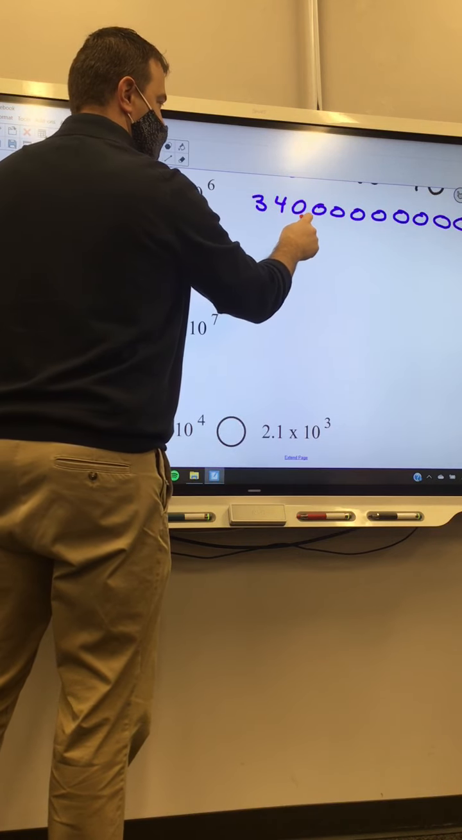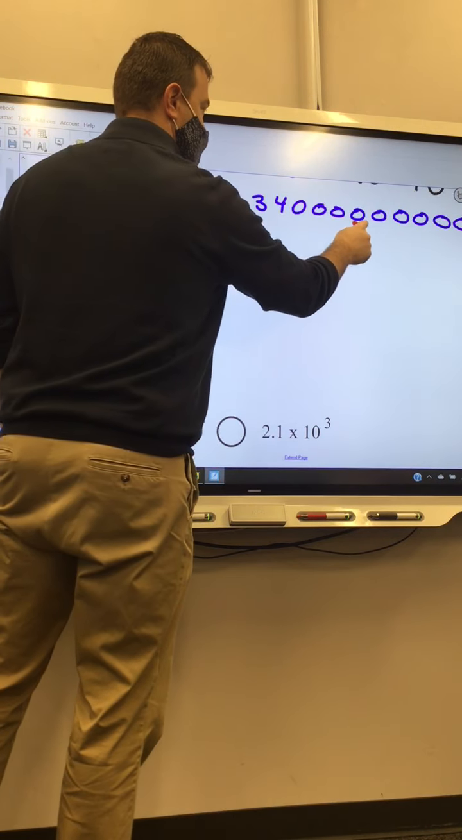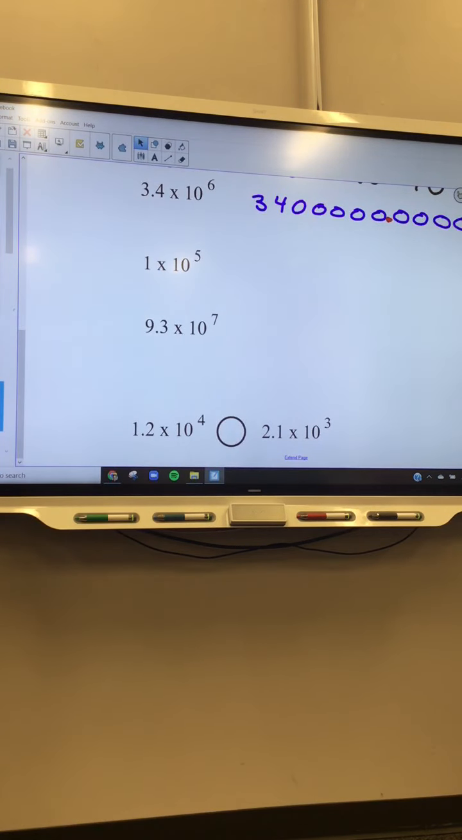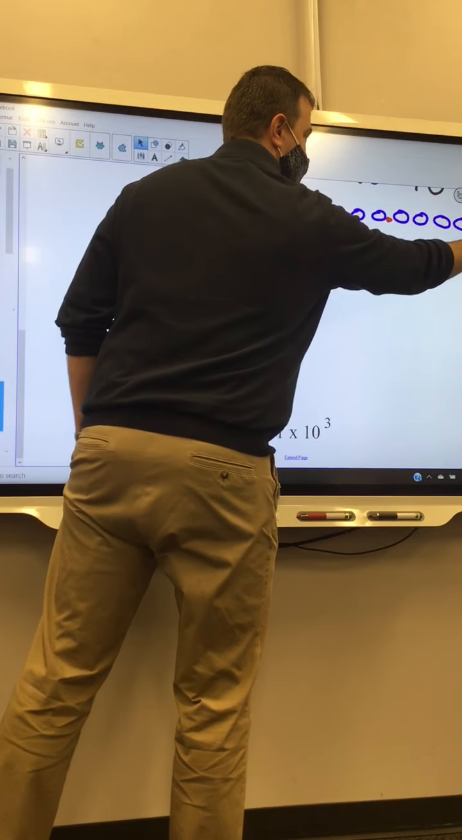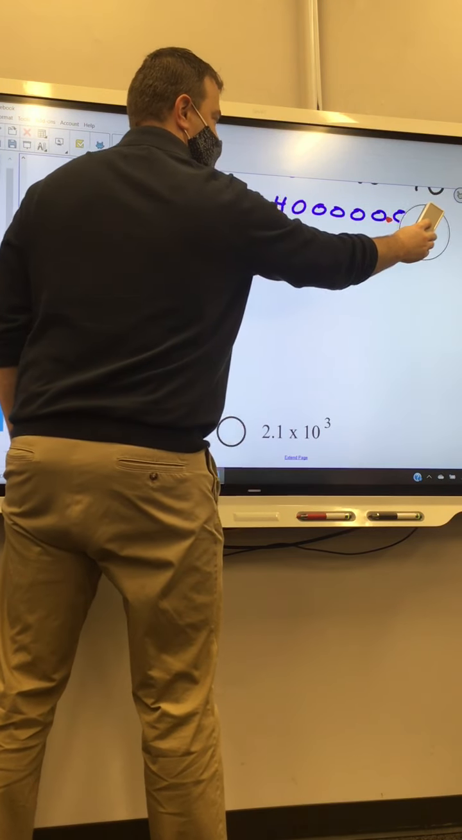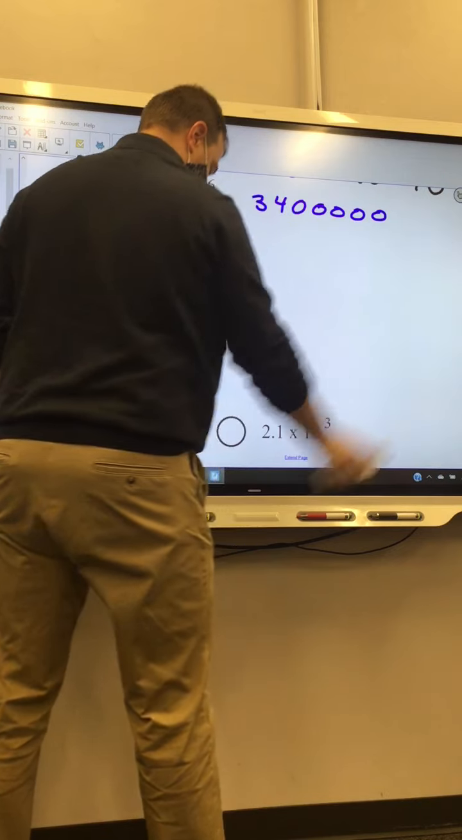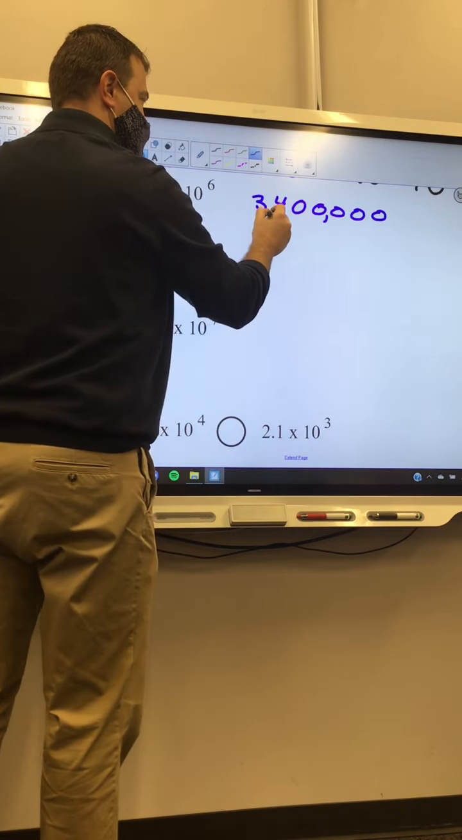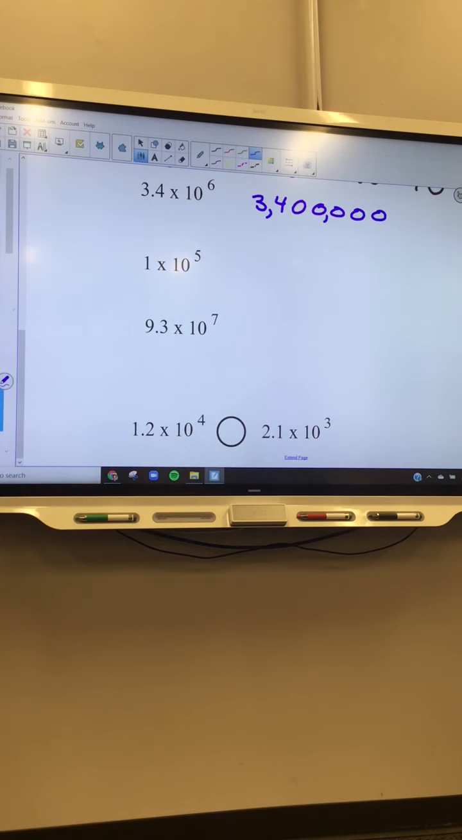So I go 1, 2, 3, 4, 5, 6. I can do that on a smartboard. If I'm doing it on pencil and paper, I probably draw little bumps underneath, right? So now that means I don't really need all of these extra zeros because my number ends right there. The last thing I would do then is just put in some commas so it can make some sense out of it. 3.4 times 10 to the 6 is the same as 3,400,000. Okay?